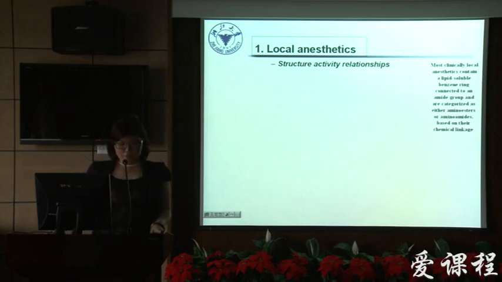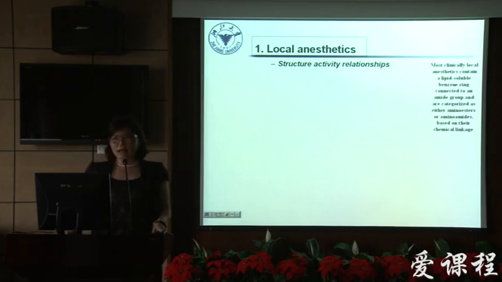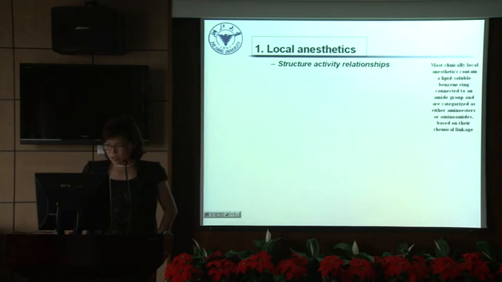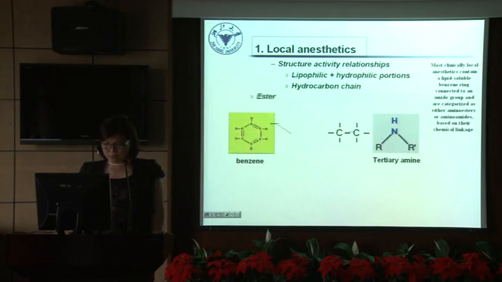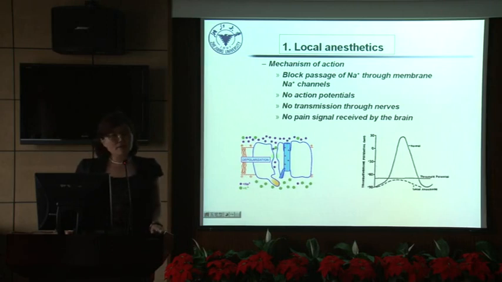Local anesthetics. The first one is local anesthetics. Most commonly, clinically, local anesthetics contain a lipid soluble benzene ring connected to an amide group and are categorized as one of two types of local anesthetics, right? And this is the structure of local anesthetics.